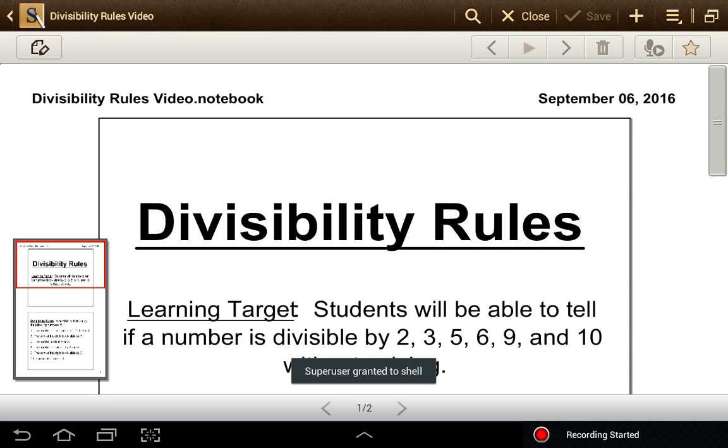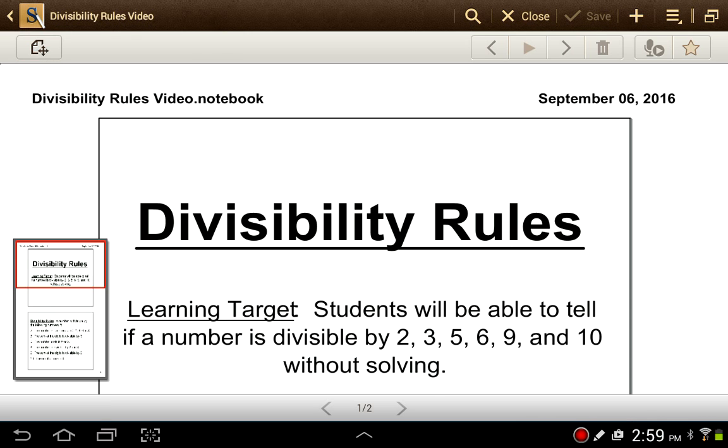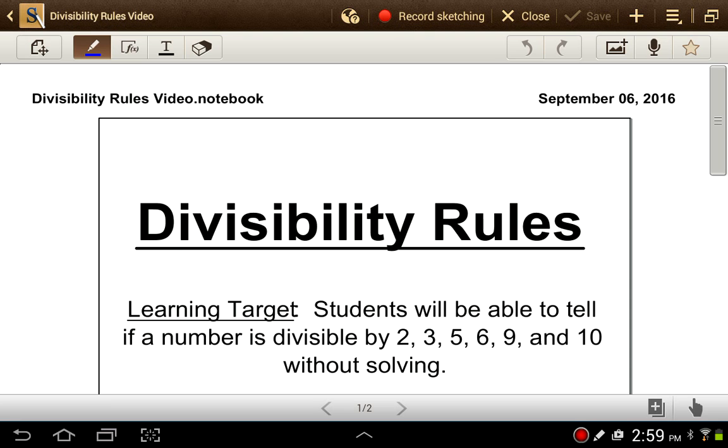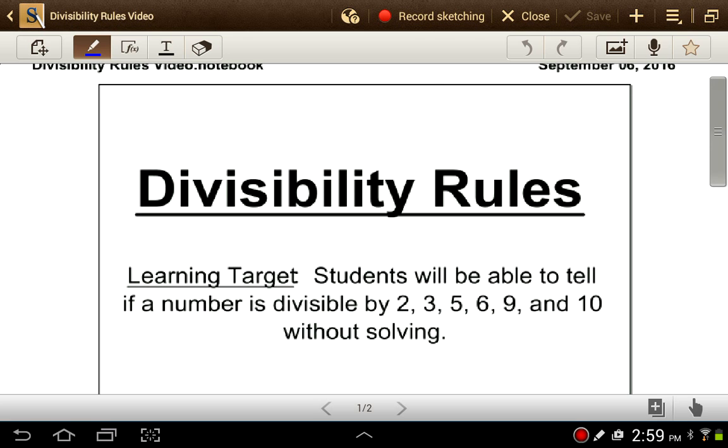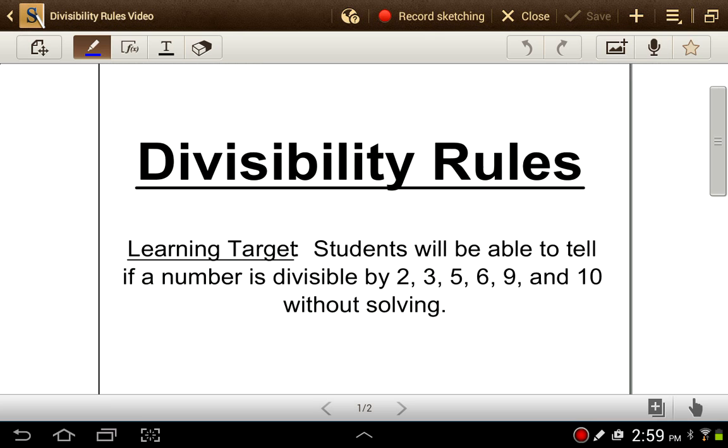So just real quick. Divisibility rules, our learning target is students will be able to tell if a number is divisible by 2, 3, 5, 6, 9, and 10 without solving. Numbers 2, 3, 5, 6, 9, 10. There's rules for other numbers, but these are the ones that we're going to focus on. 2, 5, and 10 you should probably know. Those are pretty easy. 3 and 9, a little bit more difficult, and then 6 is kind of an interesting rule that can lead us into a lot of other numbers if you learn what 6 is about. Okay, let's go over the rules for each one.